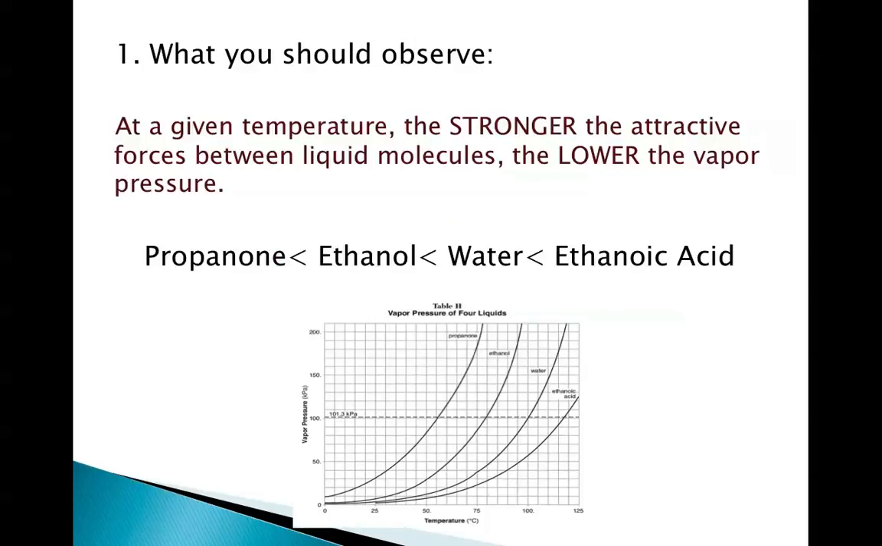The other thing is that we can use table H in order to analyze attractive forces, or IMFs. So at a given temperature, the stronger the attractive forces, the lower the vapor pressure. So if we look at any given temperature, say I pick right around 75, propanone, which is the highest one, highest vapor pressure, has the weakest attractive forces, while ethanoic acid, which will be at the very bottom, with the lowest vapor pressure, is going to have the strongest attractive forces. So this is something that you just have to know and be able to, again, observe and figure out using table H because it comes up in questions.